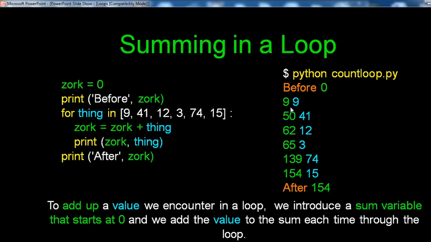That means 41 plus 9, 50, 12 plus 50, 62, 62 plus 3, 65, 65 plus 74, 139, 139 plus 15, 154, that is this addition, the add of values. We counter in a loop, we introduce a sum variable that starts at 0 and we add the value to the sum each time through the loop.